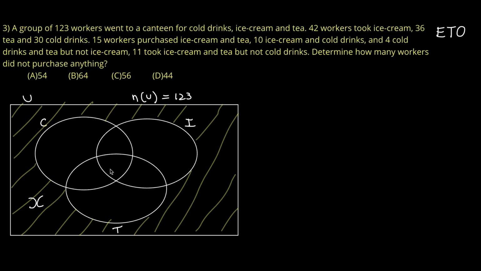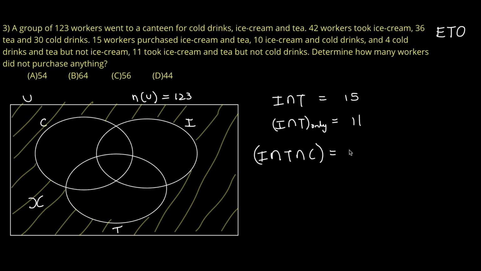First priority is we need to find C intersection I intersection T. But in the question, they indirectly specified C intersection I intersection T. They gave 15 workers purchased ice cream and tea. So I intersection T is equal to 15. And they also gave 11 took ice cream and tea but not cold drinks, which means I intersection T only is 11. Now we can easily find I intersection T intersection C, which equals I intersection T minus I intersection T only. 15 minus 11 is equal to 4.